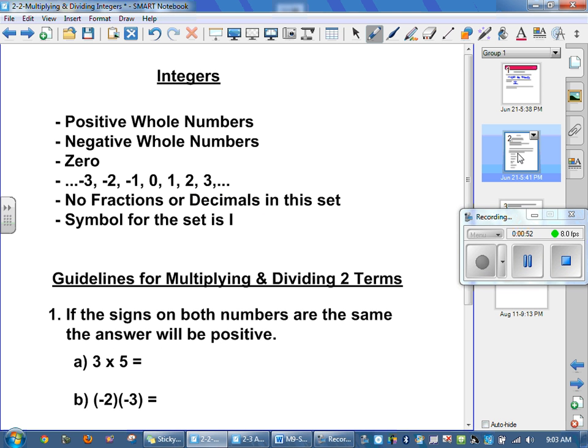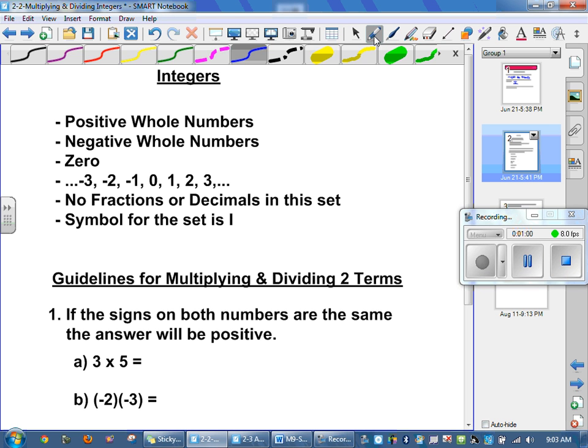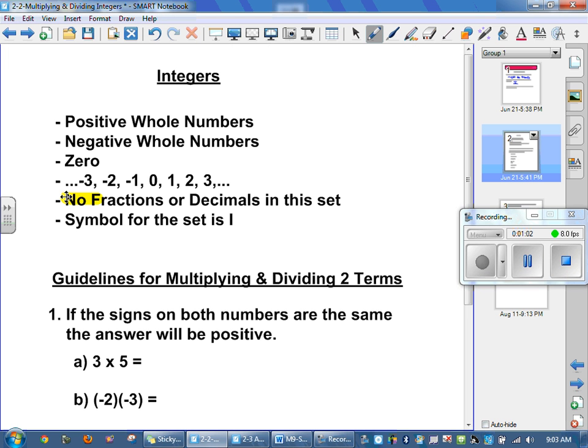Okay, so let's move on to the next one here. It says integers have positive whole numbers, negative whole numbers, and they have 0, but the really important part here is that they do not have fractions or decimals in the set. Okay, there's no fractions or decimals yet. Okay, let's take a look at these.